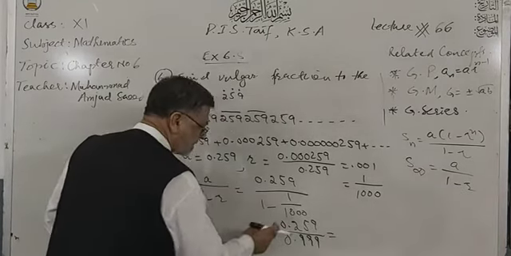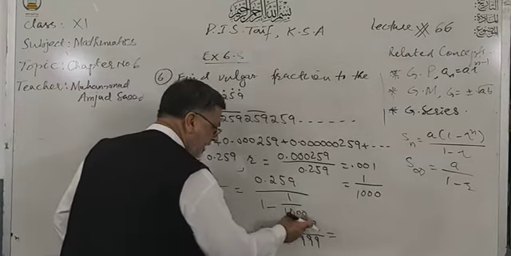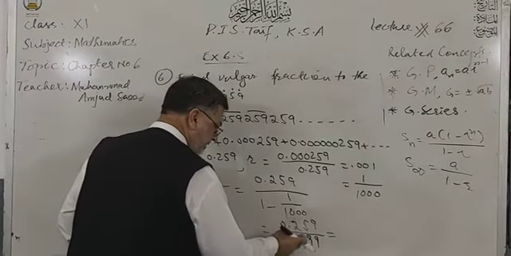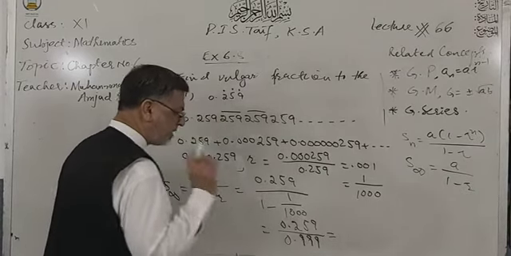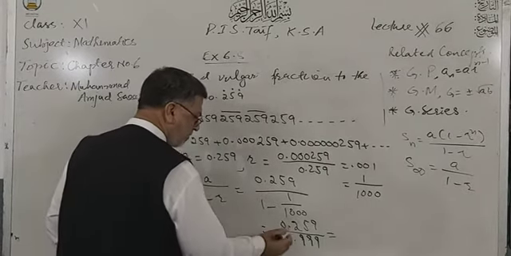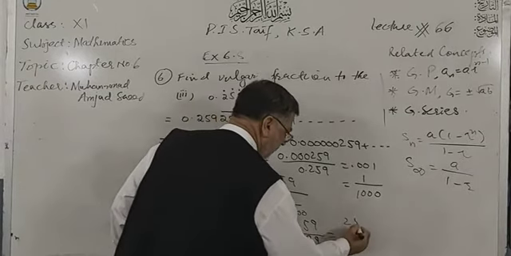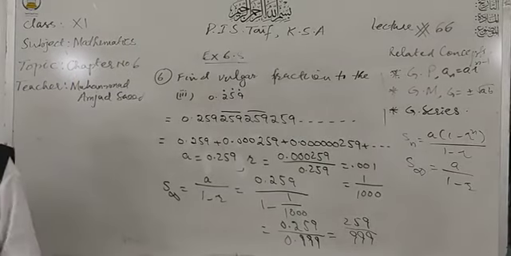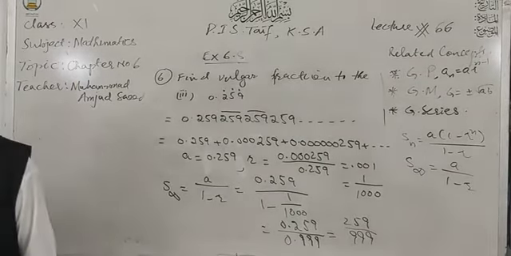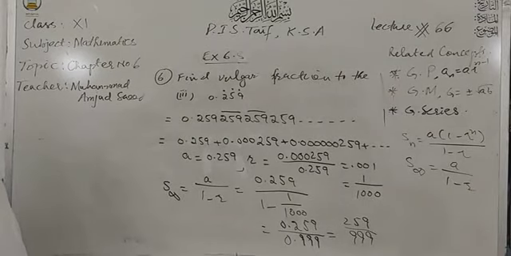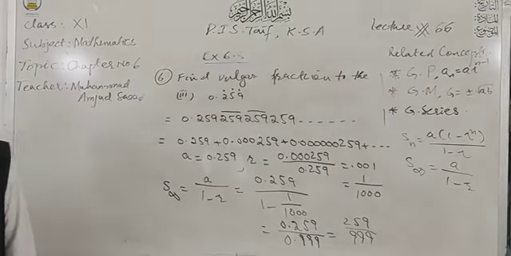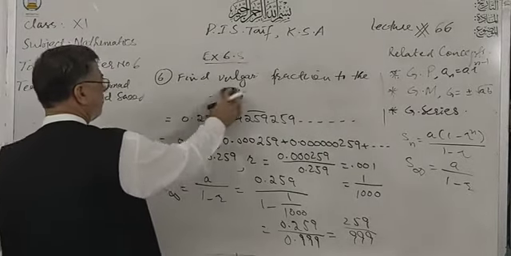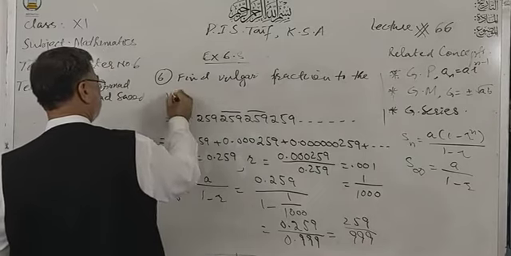Now, these two decimals from the right end have the same number of digits, so decimal cancels with decimal. We get 259 over 999. That is your answer. So dear students, this was your part number 3. After that we have part number 6.